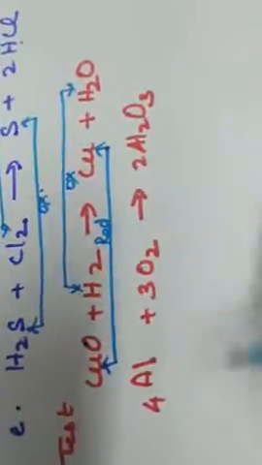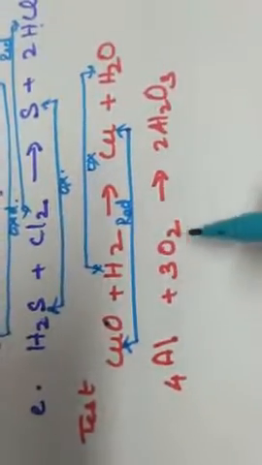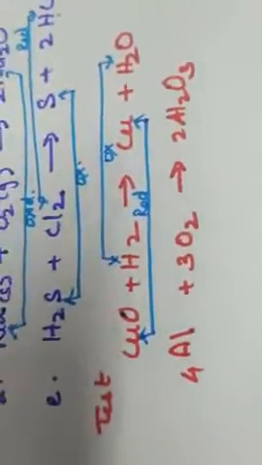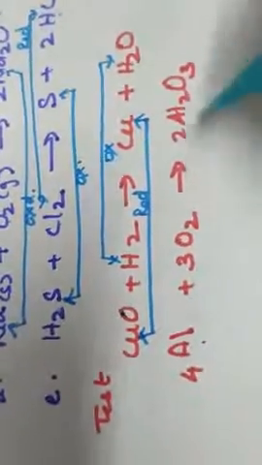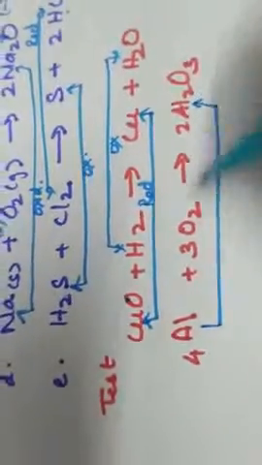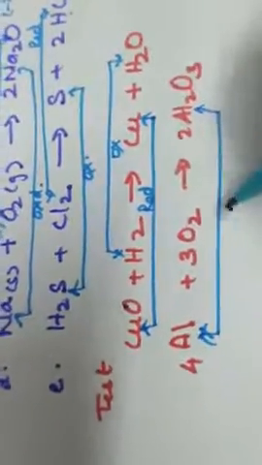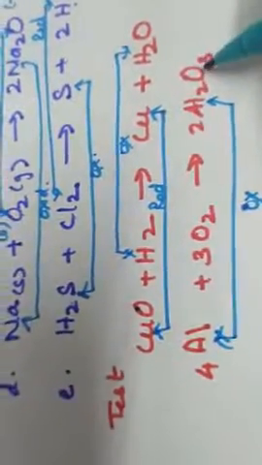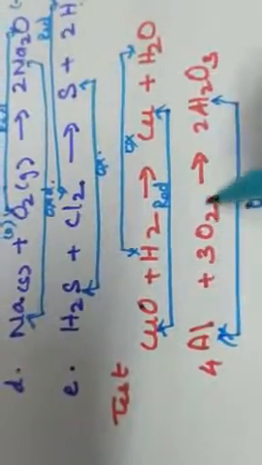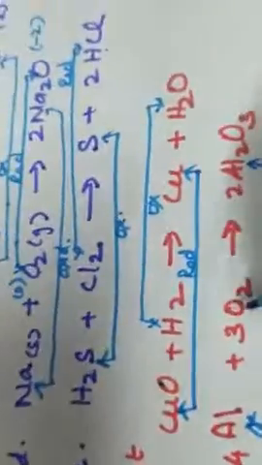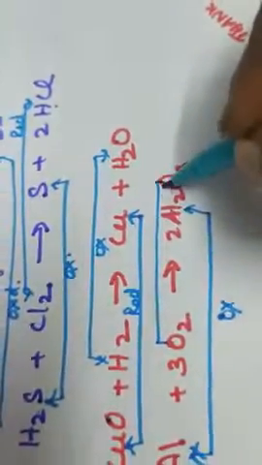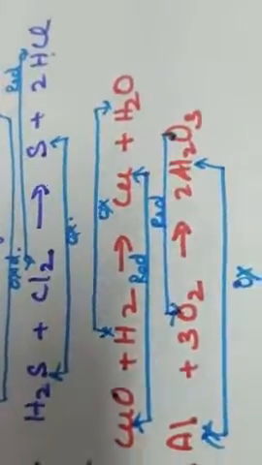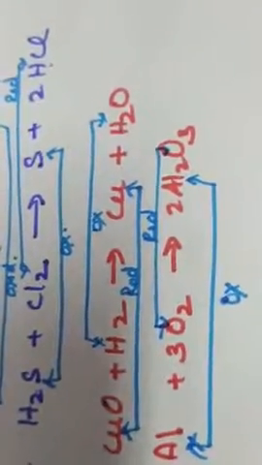Very good. What about the last one? Aluminium plus oxygen gives you aluminium oxide, Al2O3, alumina. Aluminium gains oxygen, so aluminium is oxidized. What is reduced? Oxygen. Free oxygen turning into the compound, so it is reduced.